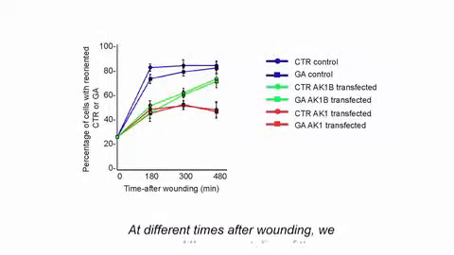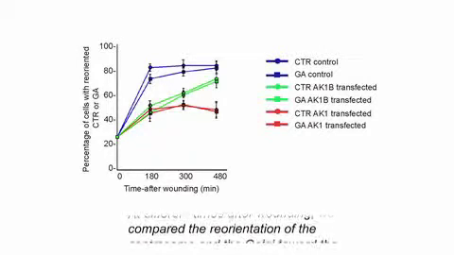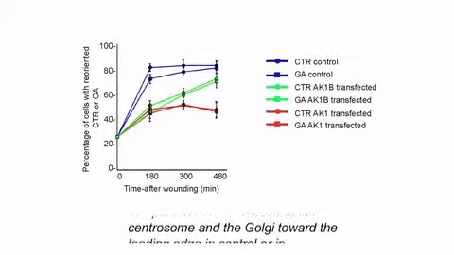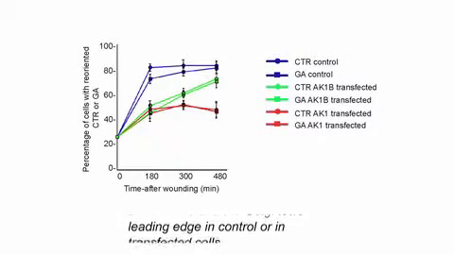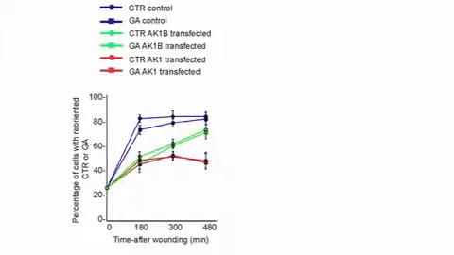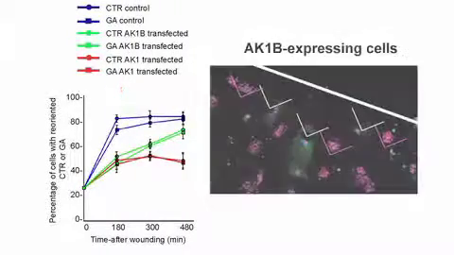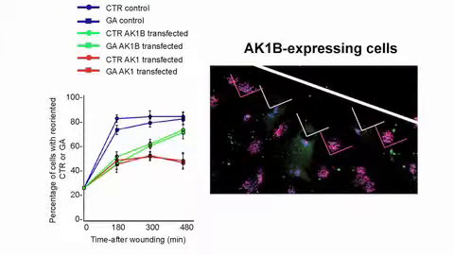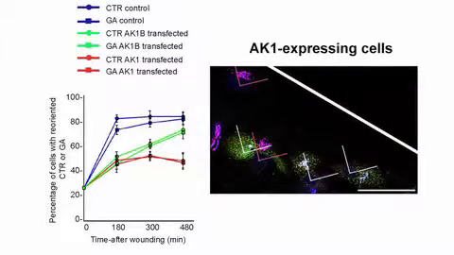At different times after wounding, we compare the reorientation of the centrosome and the Golgi toward the leading edge in control or in transfected cells. In control cells, the Golgi and centrosome reoriented to face the wound edge within 5 hours. In AK1b expressing cells, in which the Golgi is fragmented but still associated with the centrosome, the organelles took slightly longer to polarize. In AK1 expressing cells, however, where the Golgi ribbon is intact but dissociated from the centrosome, reorientation of both organelles was inhibited, suggesting that Golgi pericentrosomal positioning is required for cell polarization.